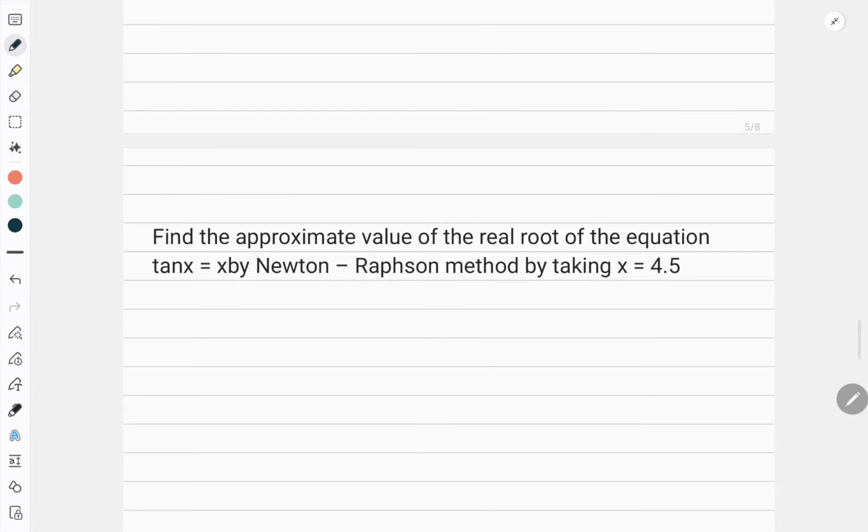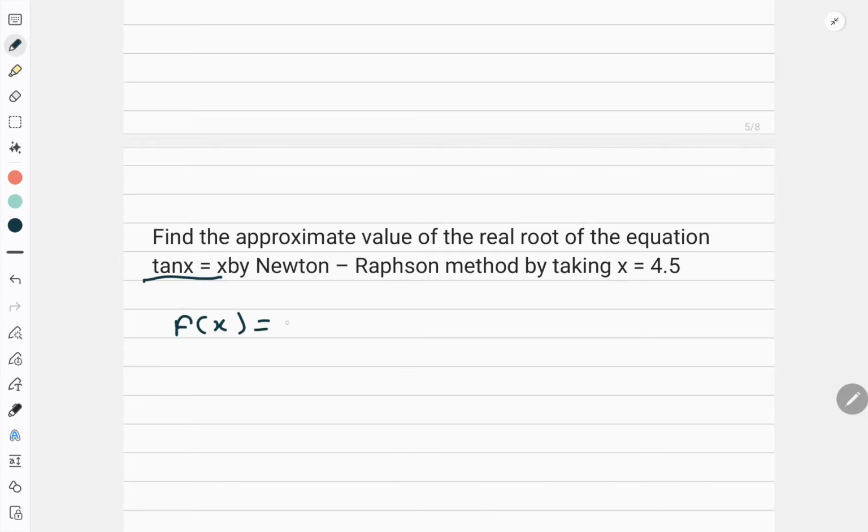Now see, this question students usually get confused because the 10x is there. Find the approximate value of the real root of the equation tan x is equal to x by Newton-Raphson method by taking x naught is equal to 4.5. So x naught they have given. Usually in trigonometric functions they mention it because the answers are very close to each other. Okay. Now what is your f of x?